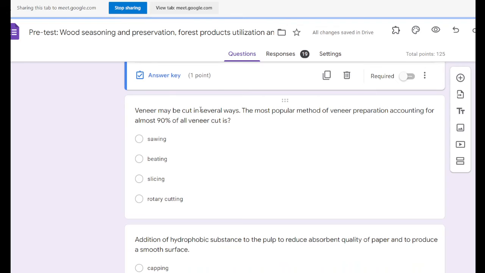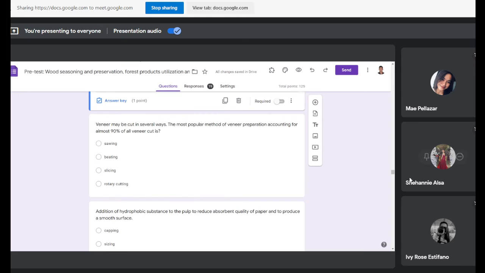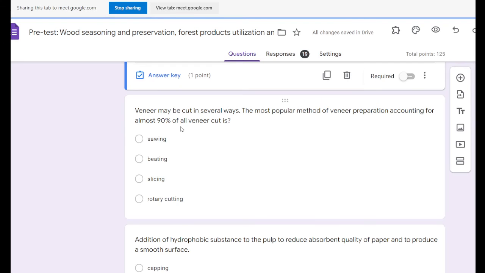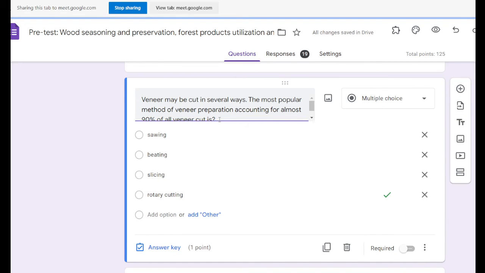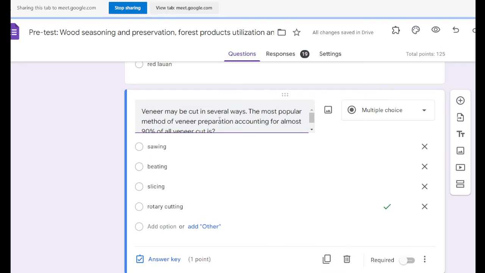Next, veneer may be cut in several ways. The most popular method of veneer preparation, accounting for almost 90% of all veneer cut, is which among? The answer: rotary cutting, sir. Yeah, rotary cutting using a lathe machine. Okay, using a lathe machine. Almost all of the plywood industry uses rotary cutting to develop veneer.